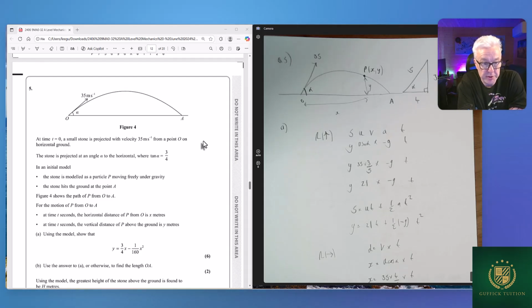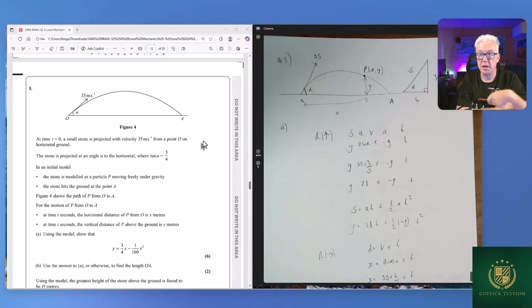In an initial model, the stone is modelled as a particle moving freely under gravity. The stone hits the ground at point A. Figure 4 shows the path of P from O to A. For the motion of P from O to A at time t seconds, the horizontal distance of P is x and the vertical distance is y. Using the model, show that y is equal to 3/4 x minus 1 over 160 x squared.